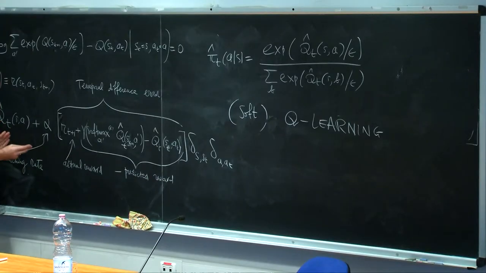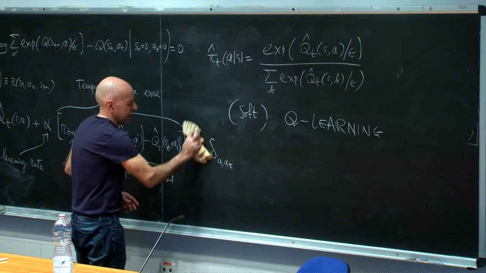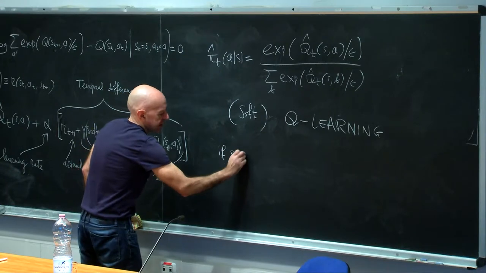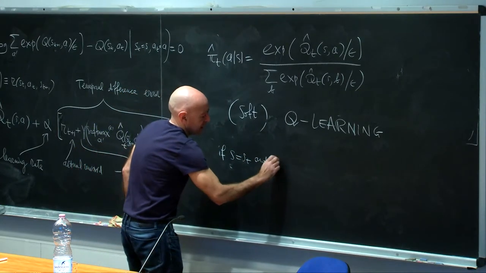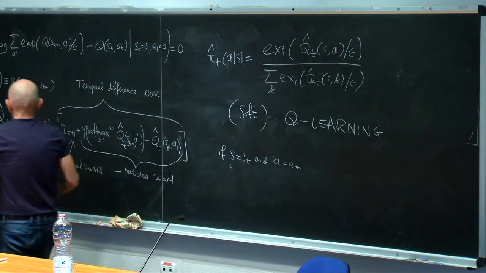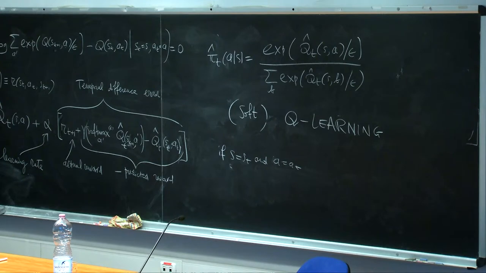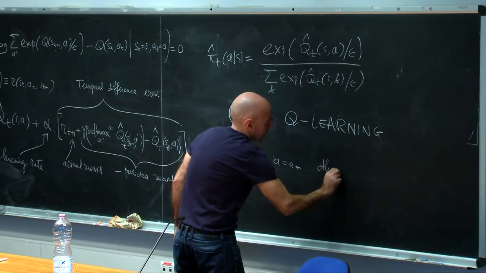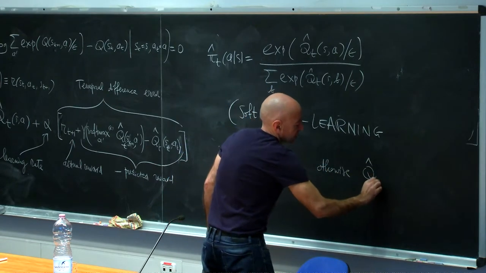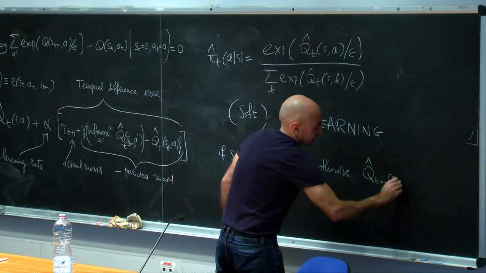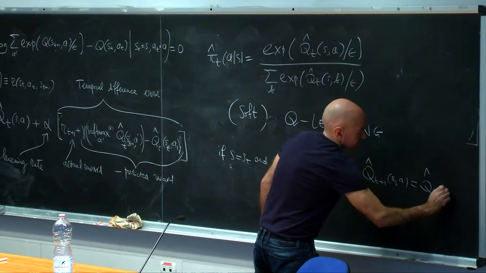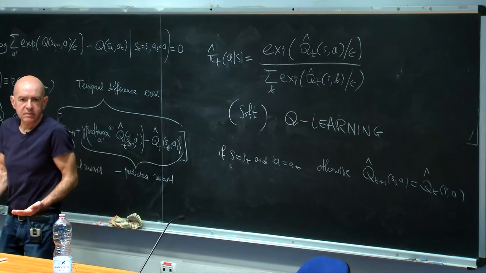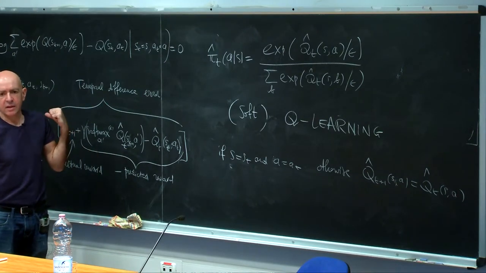Here there is. Another way of writing this, if you don't feel at ease with that, is in a different way. This is the update if S is equal to S_t and A is equal to A_t. Otherwise, Q at time t plus 1 of S, A is equal to the previous one. So you do not update the value if you have not visited that, just the last state that you visited, then you can assign.